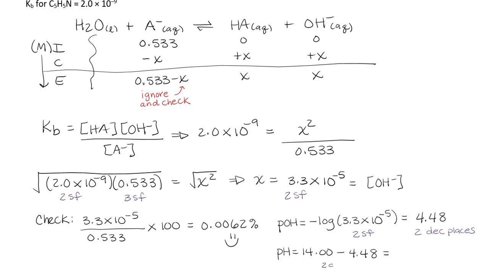Everything here is 2 decimal places, and so our final result will also be 2 decimal places. So 14 minus 4.48 gives us 9.52. This was a solution of a weak base, and so a pH greater than 7 makes sense.